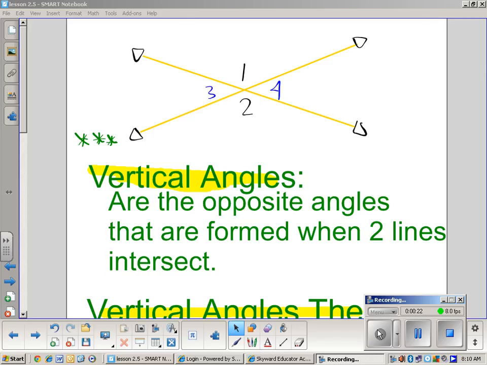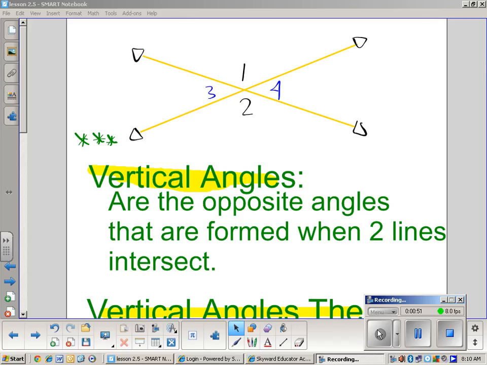This is the definition of vertical angles, and it's not what you'll find in the book. The book's definition I find to be confusing. It talks about opposite rays forming lines. And my experience with students is they get confused, and you break down the definition of an angle and use that to be the definition of vertical angles.